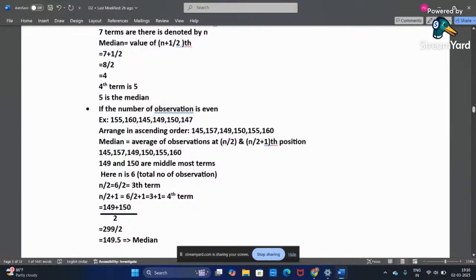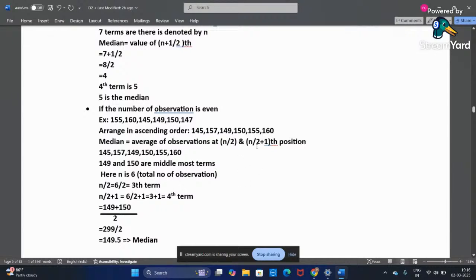take this formula, n by 2. What is n here? Total number of observations. And n by 2 plus 1. Here there are 6 observations, right? In this we have to take, okay, what is n here? N is 6, right? And divide by 2 as told by the formula. Then that is the third term.